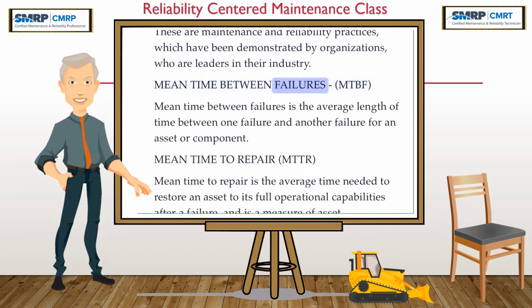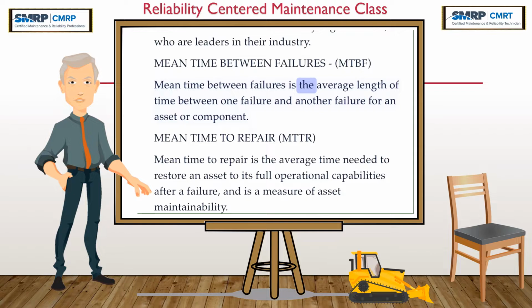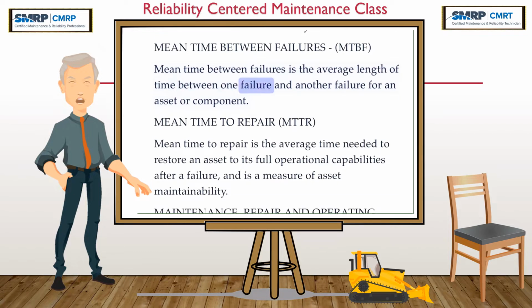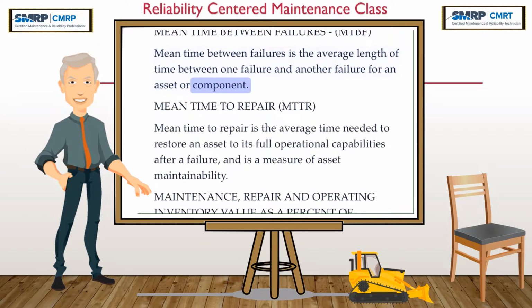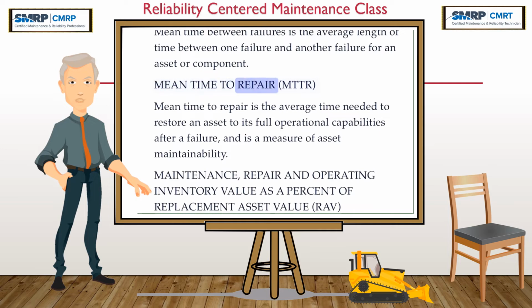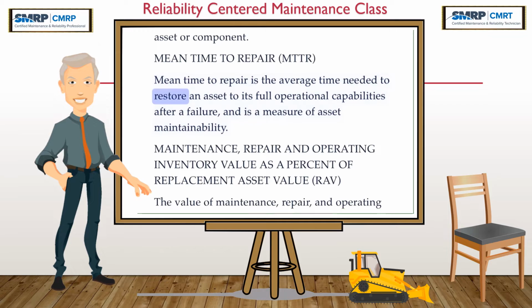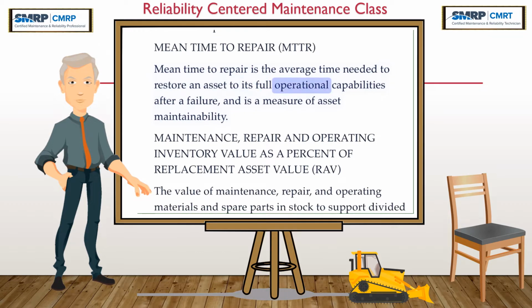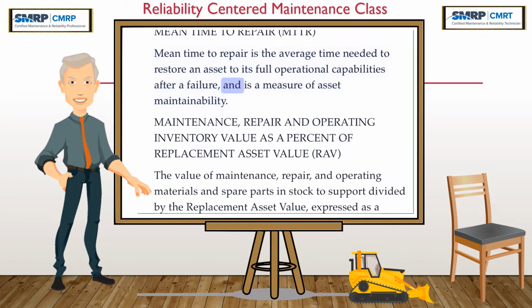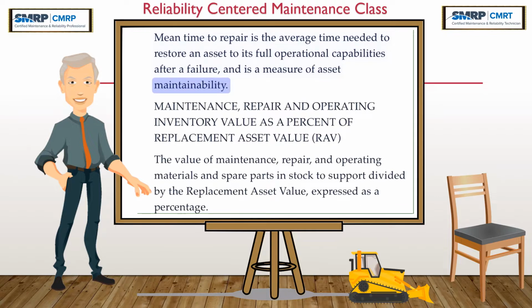Mean time between failures, MTBF. Mean time between failures is the average length of time between one failure and another failure for an asset or component. Mean time to repair, MTTR. Mean time to repair is the average time needed to restore an asset to its full operational capabilities after a failure, and is a measure of asset maintainability.